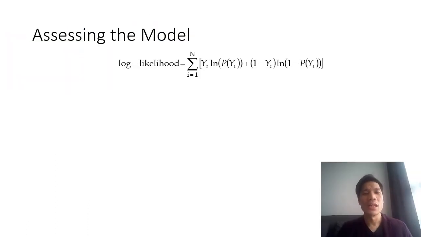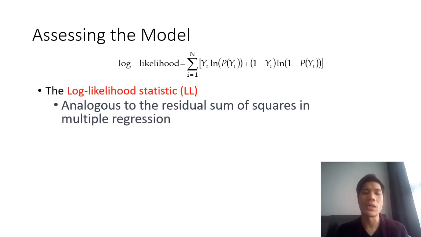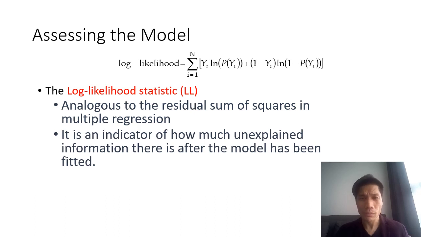Okay. Now, a little bit more maths. Again, please do not be overwhelmed by these maths. This is just theory for me to tell you about the theory of logistic regression. When we want to assess the model, there are a couple of things that we look at. One is the log likelihood statistic, which we call LL for short. This is like the residual sums of squares in multiple linear regression, and it is an indicator of how much unexplained information there is after the model has been fitted.